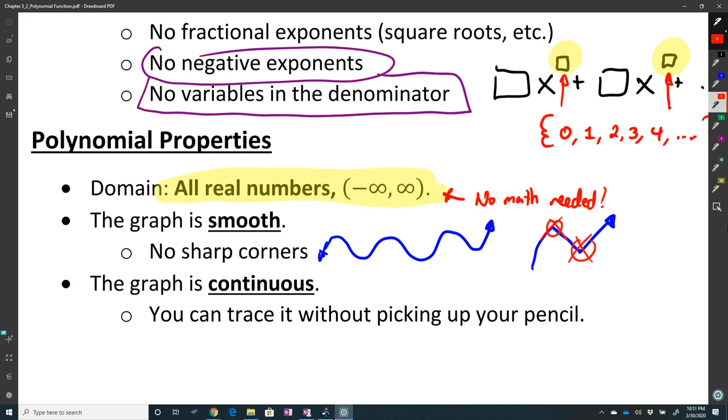Also, the graph is continuous because the domain is everything. So that means that you can always trace it without picking up your pencil. There's never going to be any weird cases where the graph, let's say, does something like that. That never happens when you're dealing with polynomials.